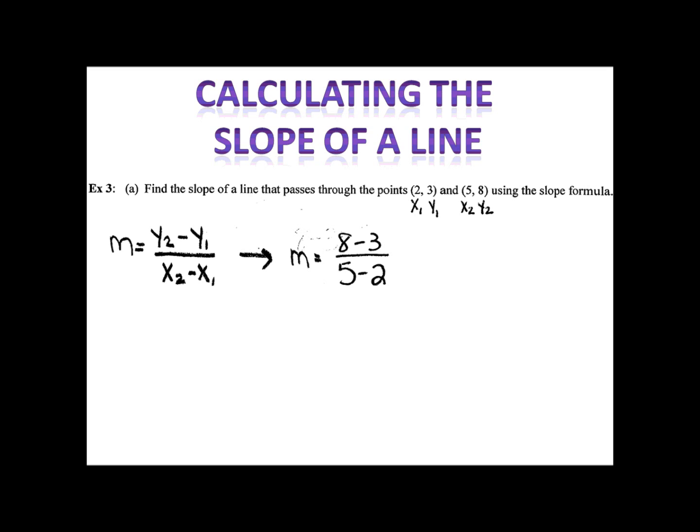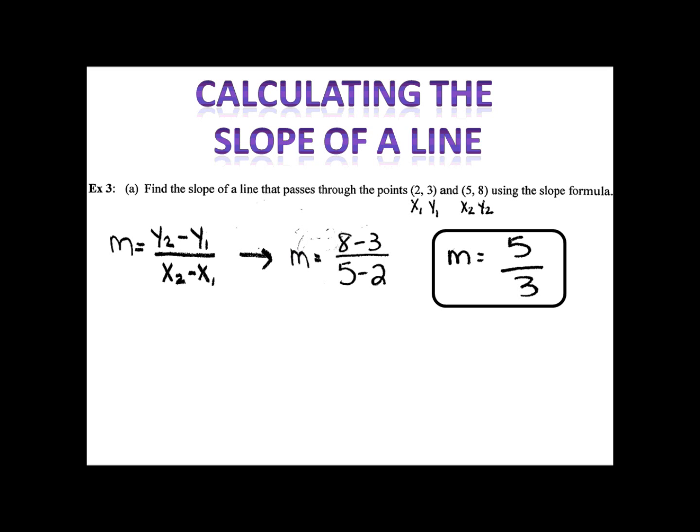y2 is 8, y1 is 3, 8 minus 3. x2 is 5, x1 is 2, 5 minus 2. Then I simplify my fraction, and I come up with a slope of 5 over 3. In other words, if I look at the line that has these points, I will go up 5 over 3 to get from point to point.